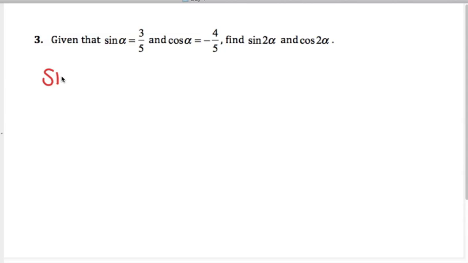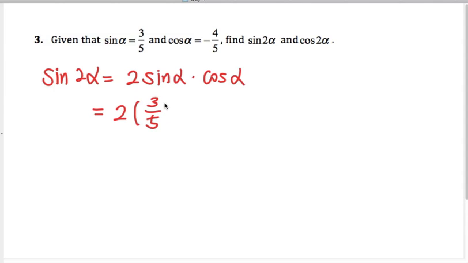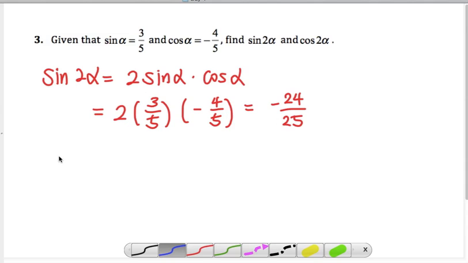So sine of 2 alpha, using the identity, is 2 times sine of alpha cosine of alpha. Well, they gave you the two values, 3 over 5 and negative 4 over 5, and you get 2 times 3 is 6, times negative 4 is going to be negative 24. Negative 24 over 25. Alright, change the colors here. Alright, what about cosine of 2 alpha?